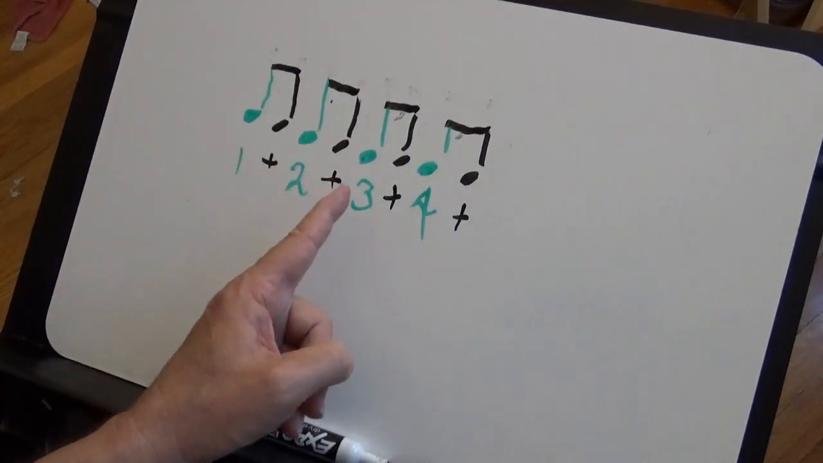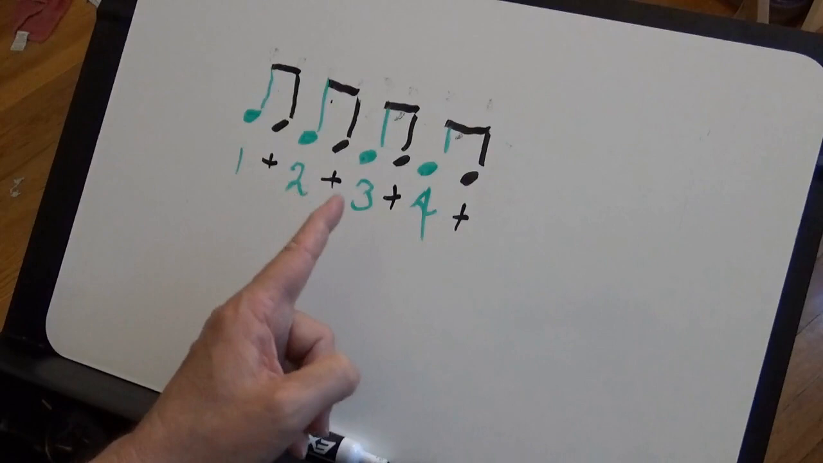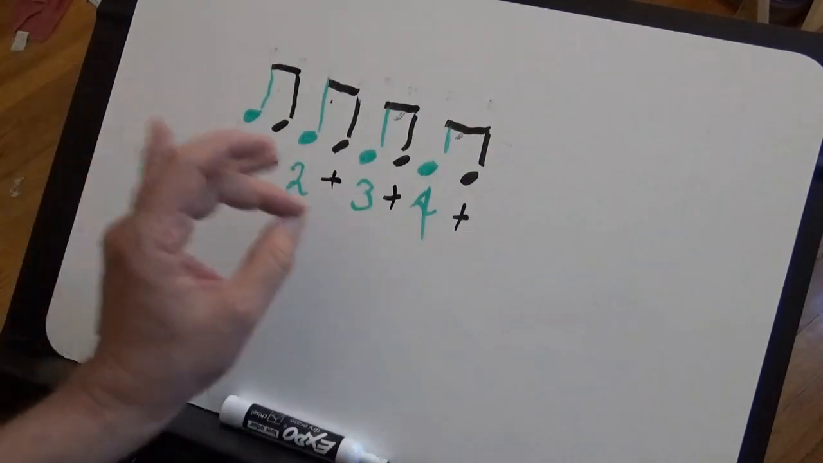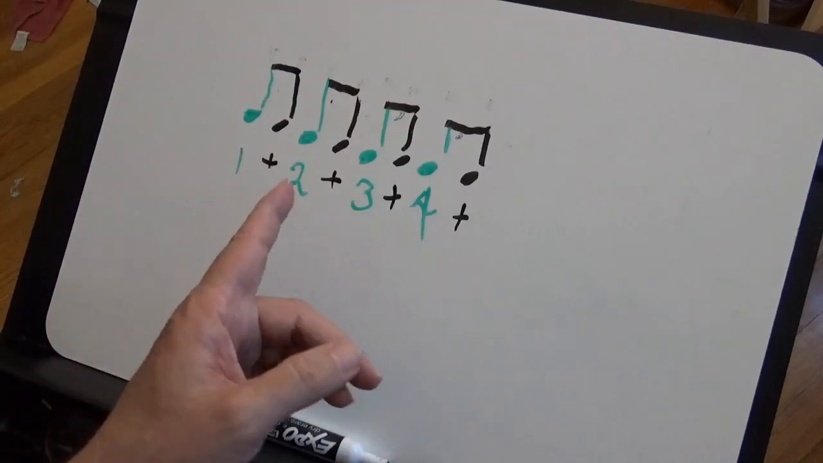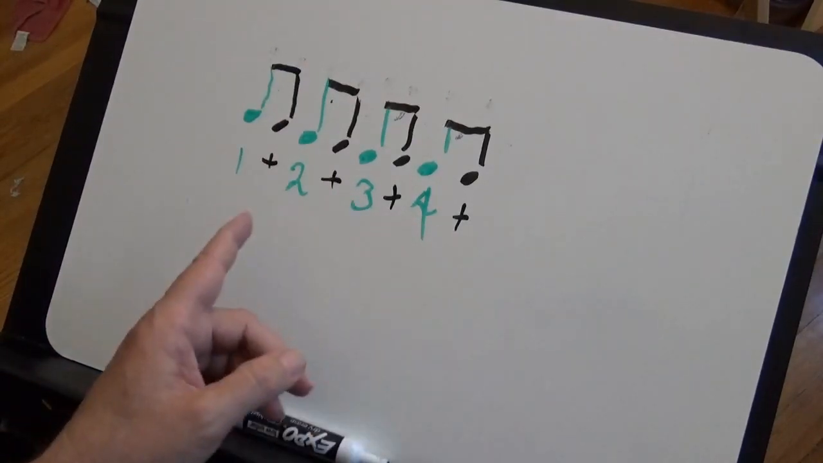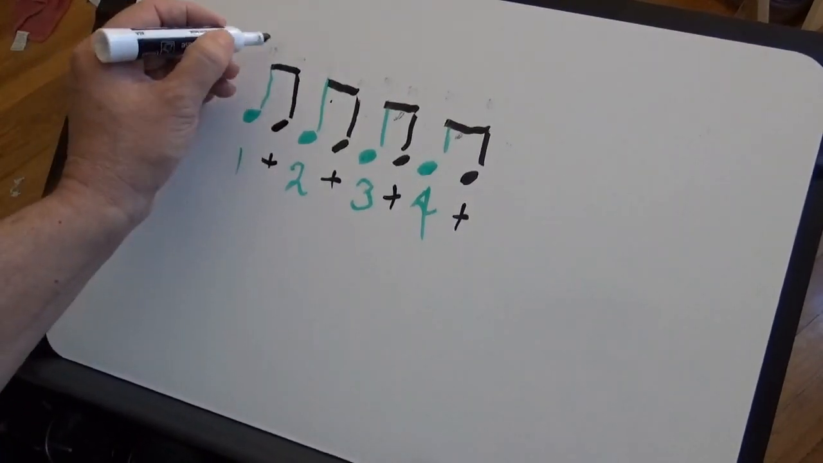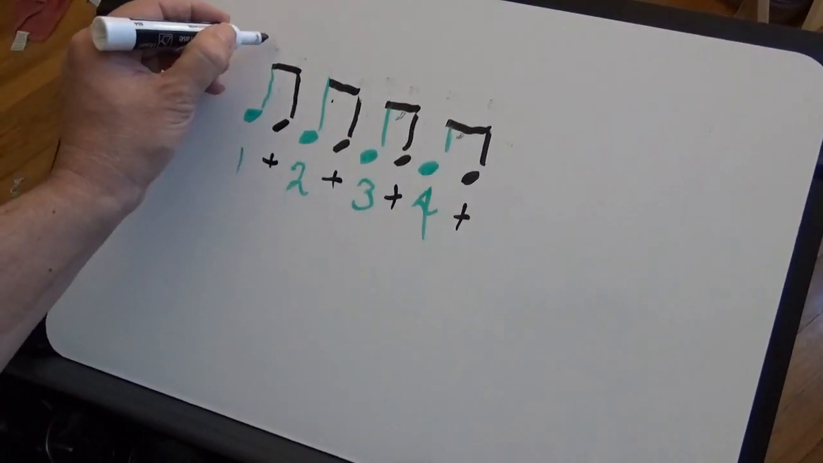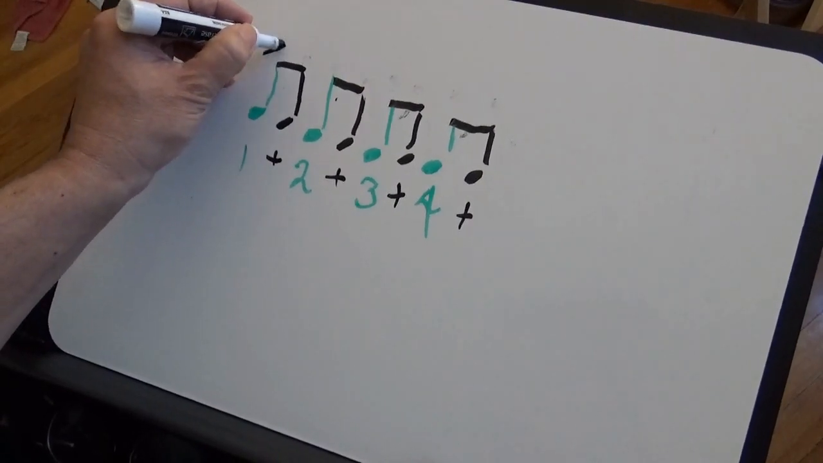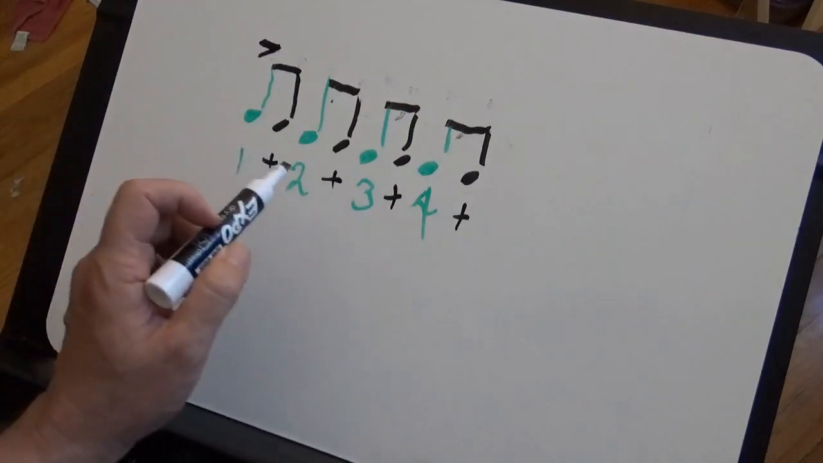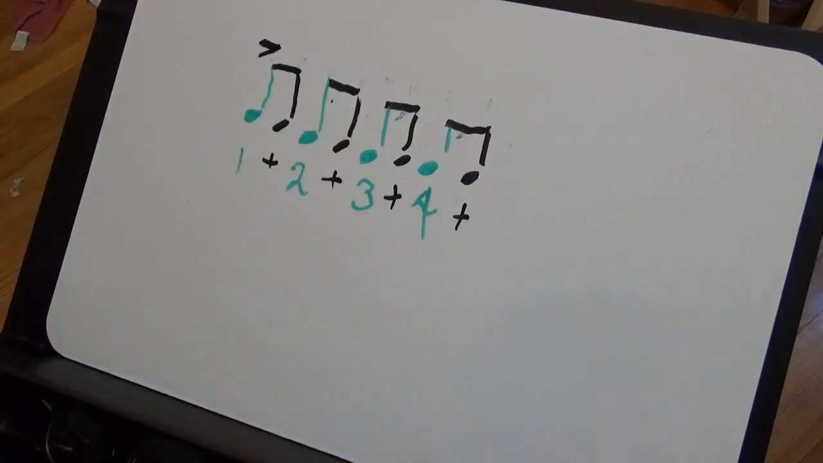1 and 2 and 3 and 4 and 1 and 2 and 3 and 4 and. These are eighth notes. 4 beats in eighth notes. 1 and 2 and 3 and 4 and. 1 gets the accent because it is the stressed one. In music, the way you write an accent is like that. 1 and 2 and 3 and 4 and 1 and 2 and 3 and 4 and.